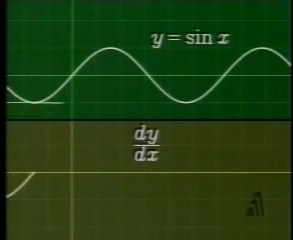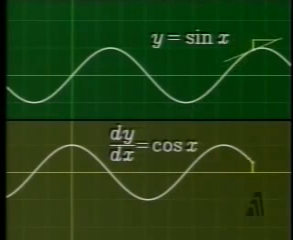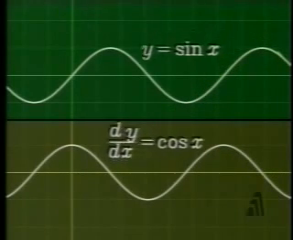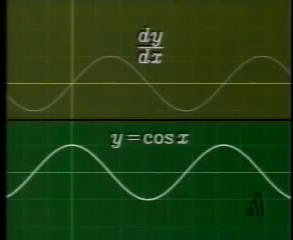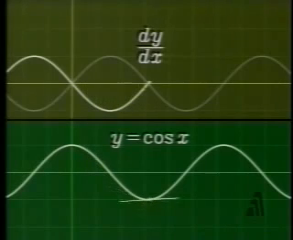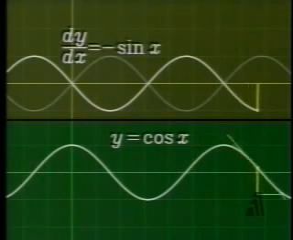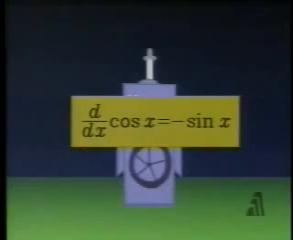If y equals sine x, then dy over dx equals cosine x. If y equals cosine x, then dy over dx equals minus sine x. Taking derivatives takes a little practice, but it's well worth the effort.